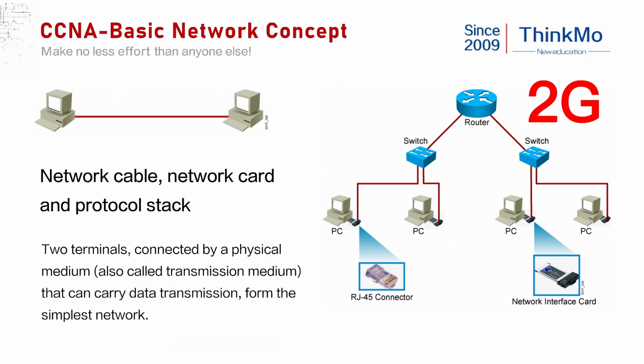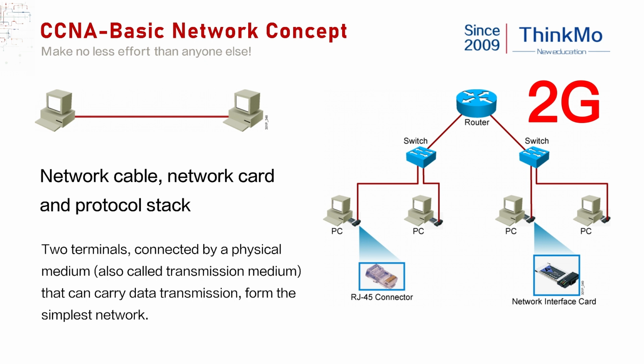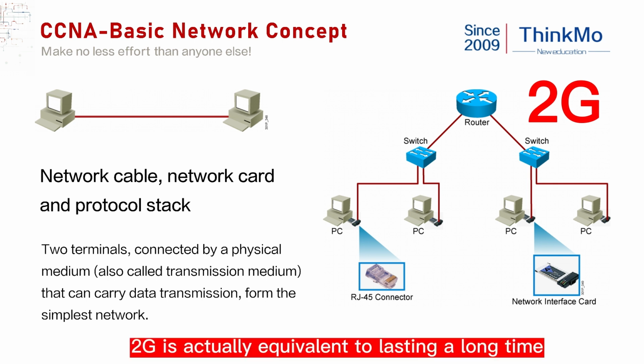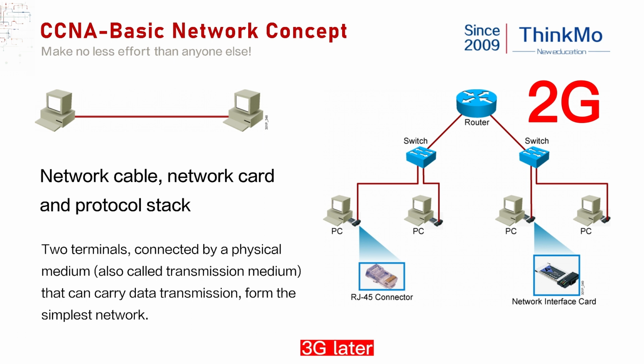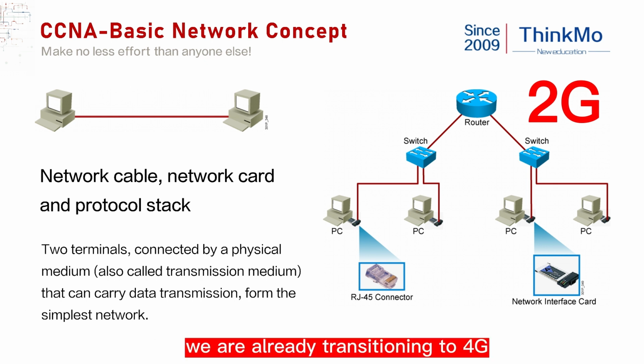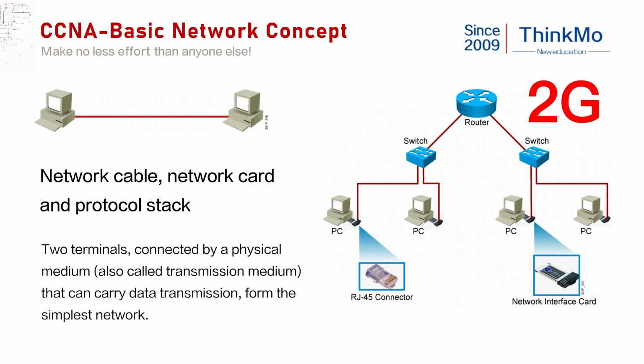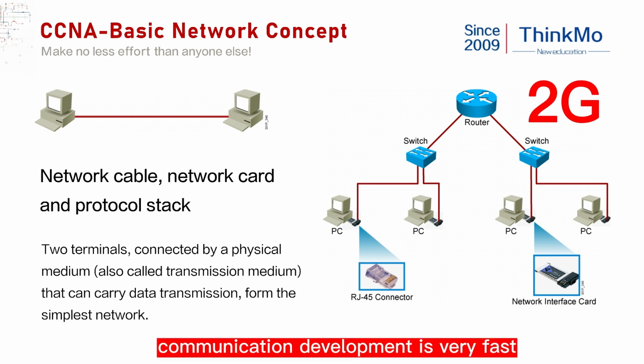At that time, the mobile phone signal was still 2G signal. It does not refer to bandwidth. We mean signal 2G, 3G, 4G. Like we have 5G now. 2G actually lasted a long time. 3G came later, but 3G has almost no sense of existence. We were already transitioning to 4G, because communication development as a whole is very fast.